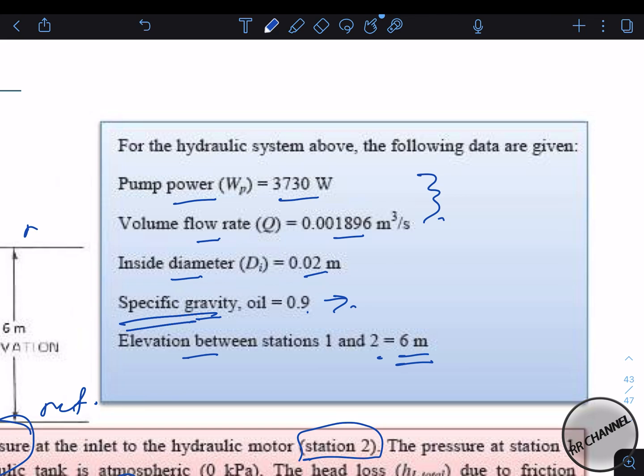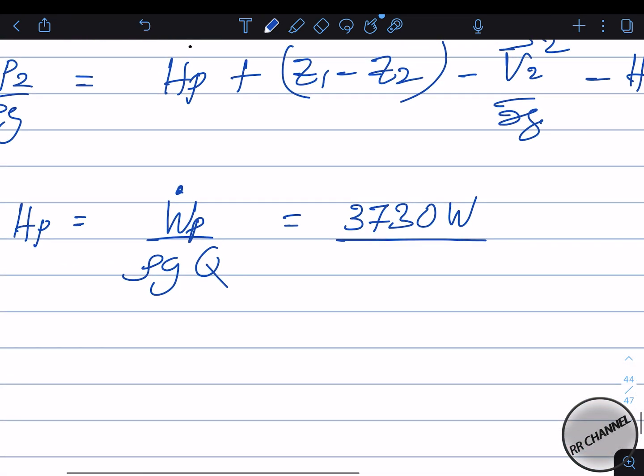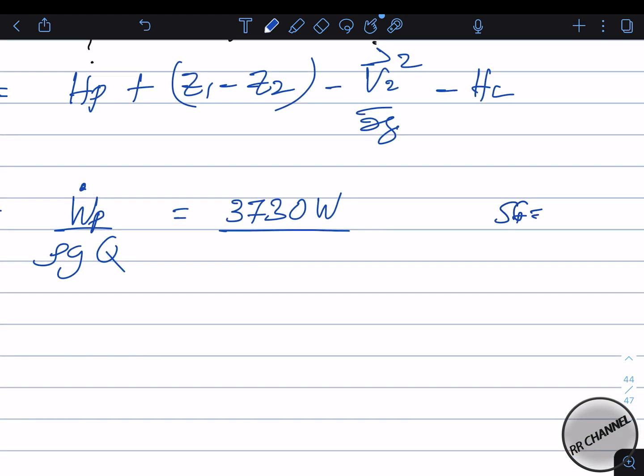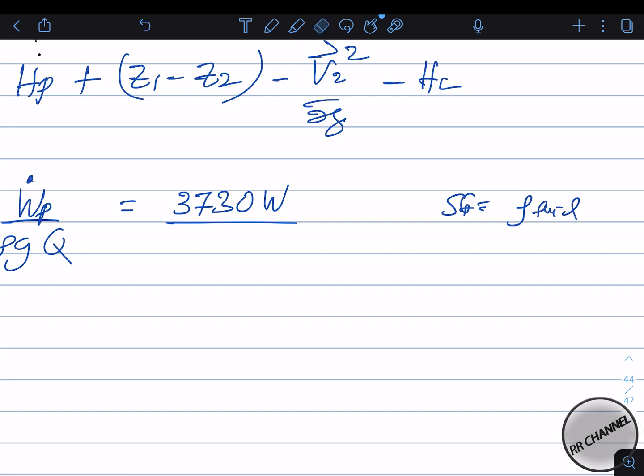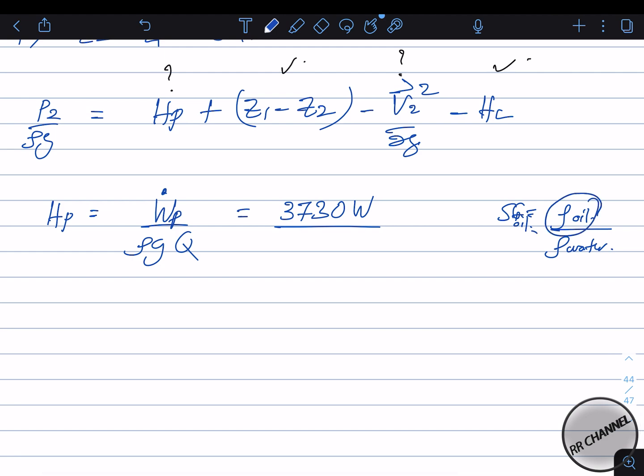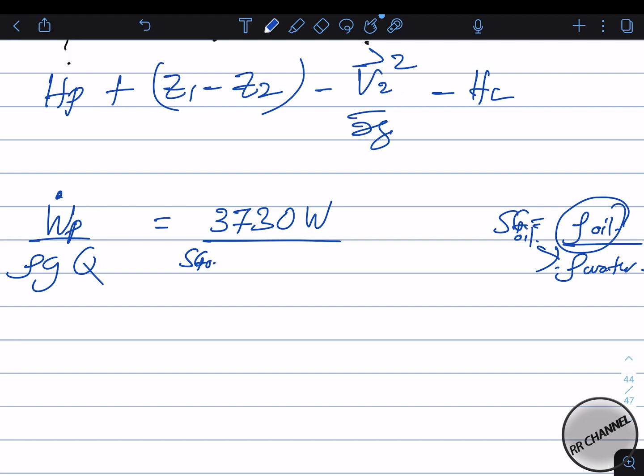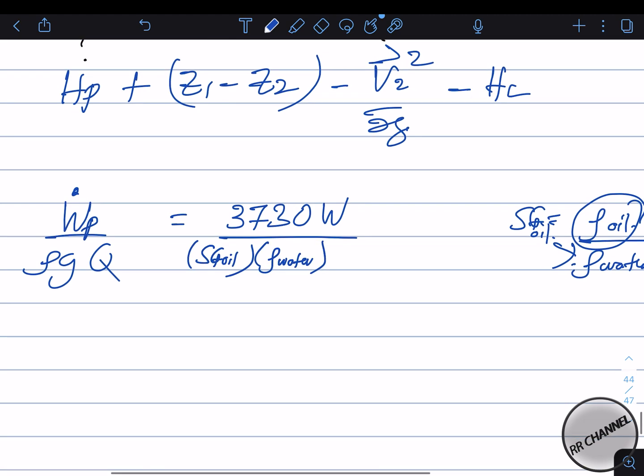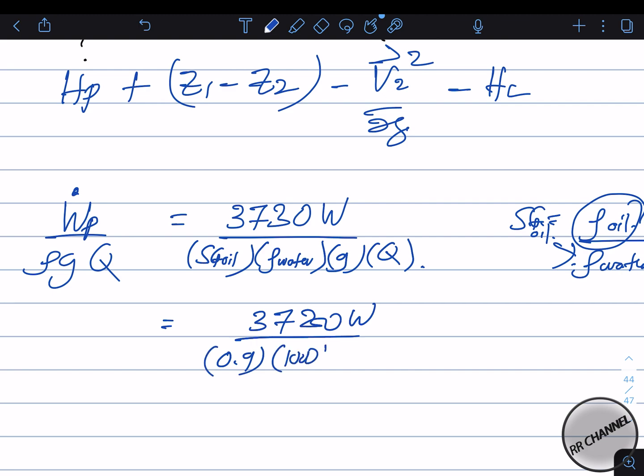which, okay, it gives you specific gravity here, so you can convert it into density of the fluid. Based on the formula from fluid mechanics, this is rho of the fluid, or you just put rho of the oil, divided by rho of the base fluid, which is water. So to get rho oil, you multiply Sg with the rho of water. So I put here Sg oil multiplied by rho of water, then multiplied by G and Q. So what you will have: Sg is 0.9, rho of water we take 1000 kg per meter cube, G is 9.81 meter per second square, and your Q is equal to 0.001896 meter cube per second.